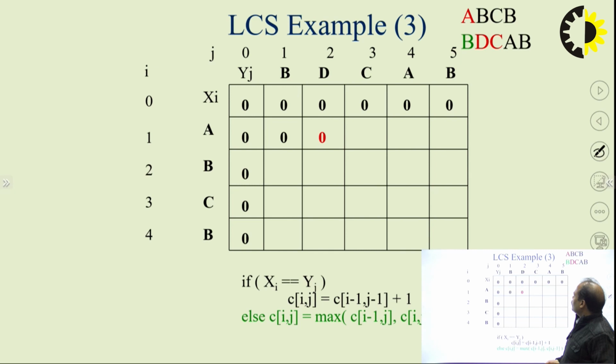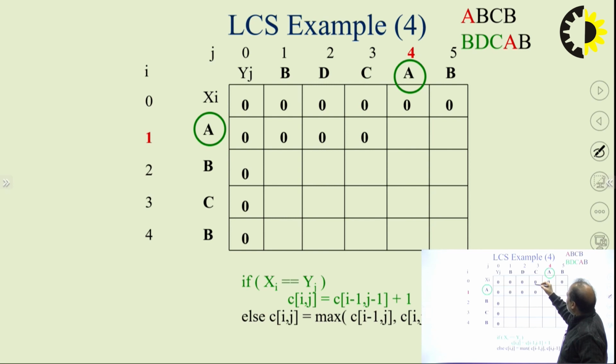In the same situation, here D and A, they are not equal, no problem. Again A and C, they are not equal. Now look at here, A and A are equal. In case of equality, we will find out the diagonal value, right? So the diagonal value is 0, and 0 plus 1 will be the value. This is the diagonal value plus 1.